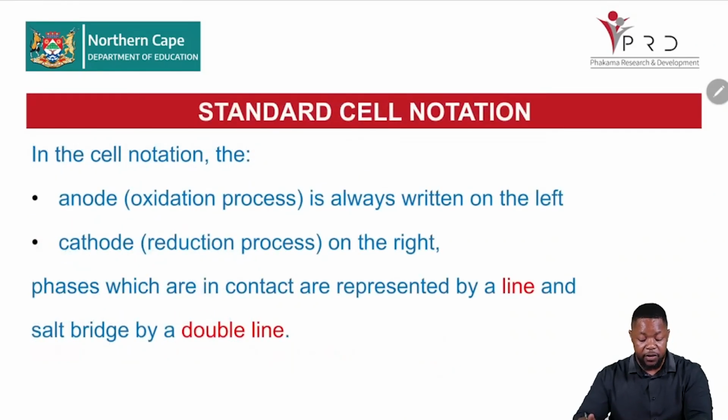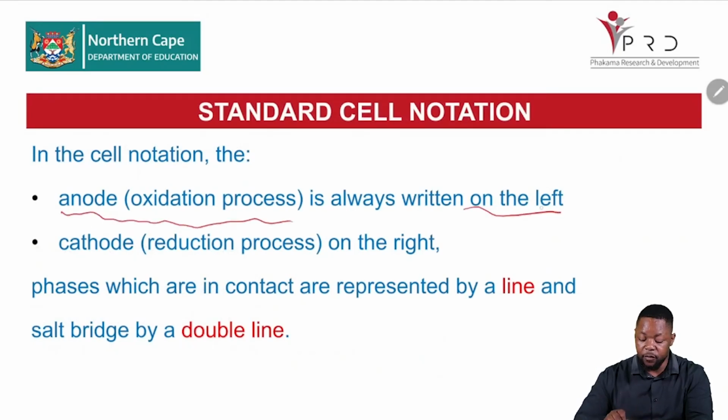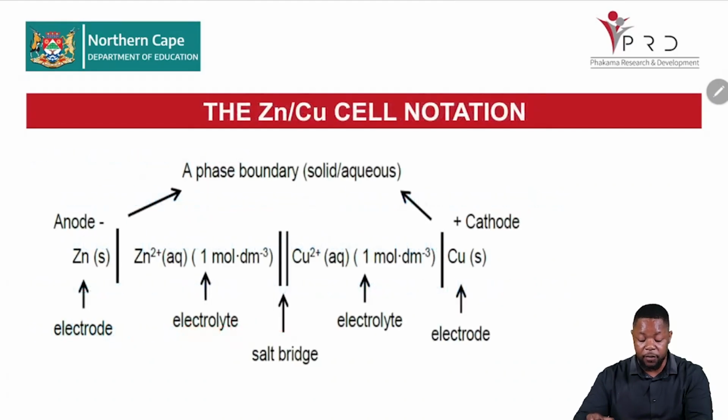The standard cell notation: the anode, the oxidation process, is always written on the left. We have seen that. The cathode, the reduction process, is always written on the right. The phases which are in contact are separated by a line. That line indicates the phase change, and the double line indicates the salt bridge. So that is the cell notation for the zinc copper cell.